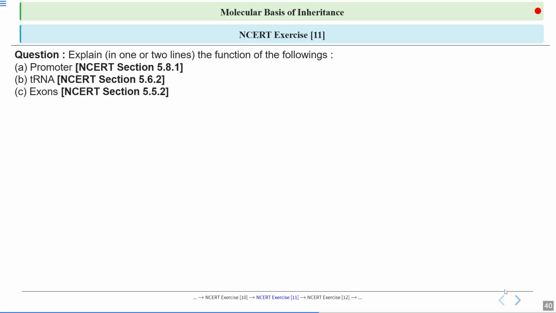Now, NCERT exercise 11, question number 11. The question says, explain in one or two lines the function of the following. They have given us three terms and we have to tell the function of those things. First is promoter. This is from NCERT section 5.8.1. Then is tRNA, that is transfer RNA. It is NCERT section 5.6.2. Then it is exon, which is NCERT section 5.5.2. So now we have to answer these.